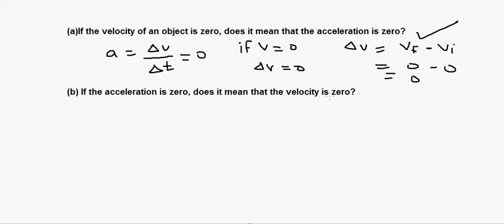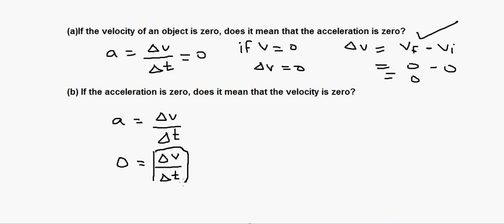Now the next part: if the acceleration is 0, does it mean the velocity is 0 as well? Again, what is acceleration? Acceleration is delta v over delta t. Now, if the acceleration is 0, we have been given that this is 0. So 0 is equal to delta v over delta t. Now, does it mean the velocity is 0 as well?